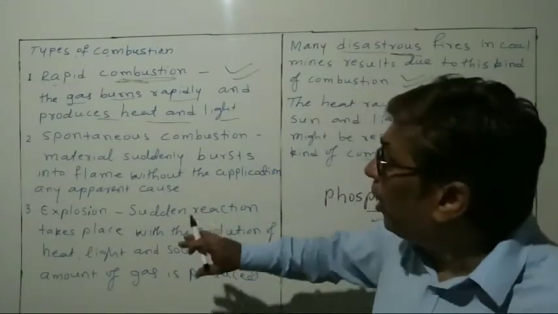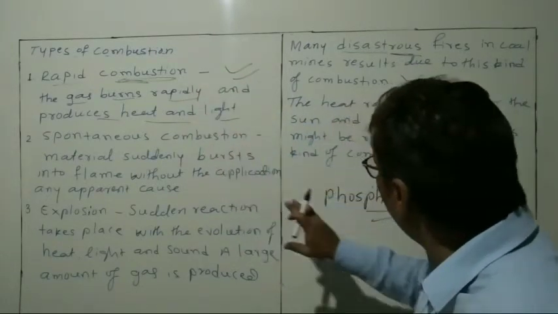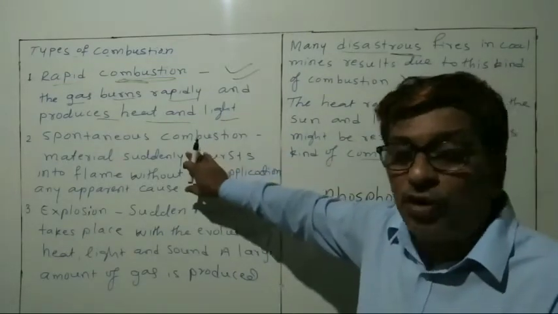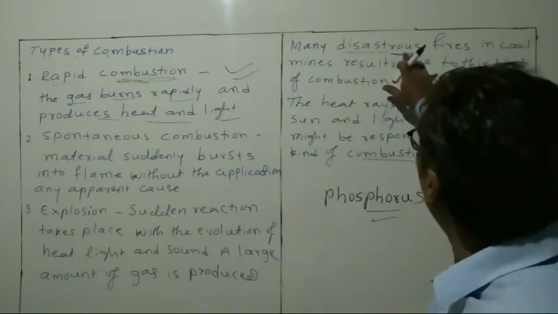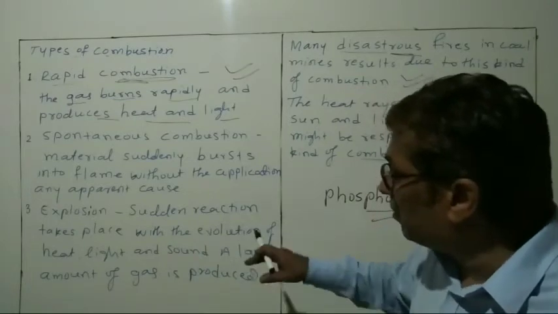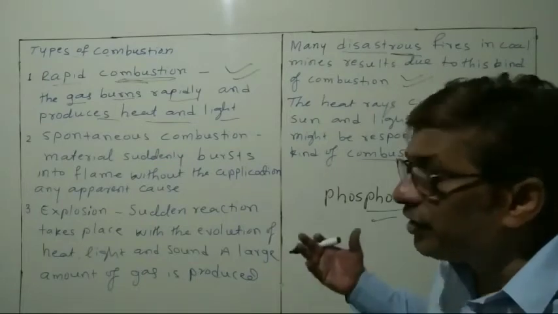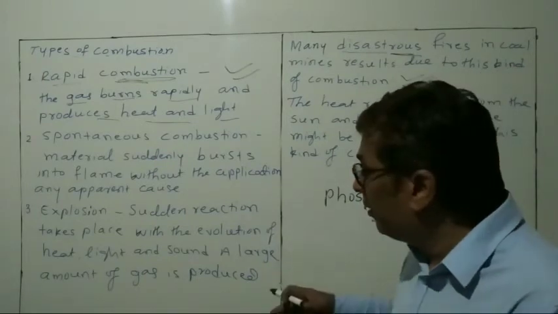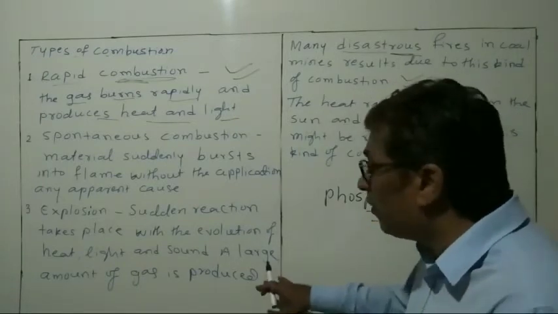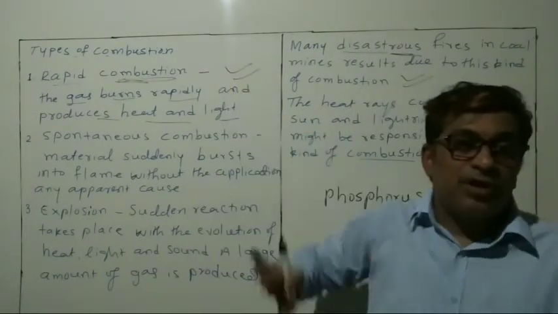Okay, students, we have now completed the types of combustion. The first one is rapid combustion. Here the example is phosphorus or even matchsticks burning. The second one is spontaneous combustion. The example is coal mines. The third one is explosion. Here a sudden reaction takes place with the evolution of heat, light and sound, and gases are produced. The example is firecrackers. So these are all the types of combustion.